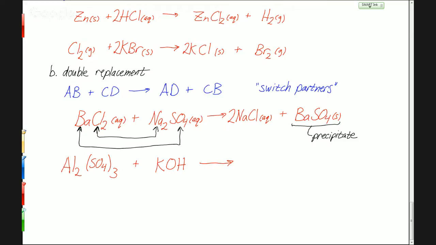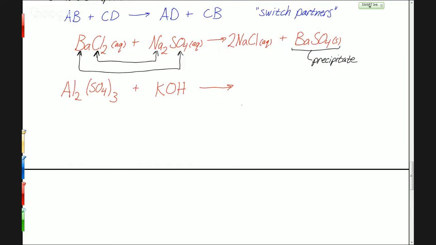All right, anybody got some products for this one? What's one of the products? What's it called? Let's do it by name. Potassium sulfate, yeah. That's another clue with some of these. If you can name them, you can just switch the names, come up with the new compounds and do it that way. So we've got aluminum sulfate and potassium hydroxide. That's going to become potassium sulfate and aluminum hydroxide.